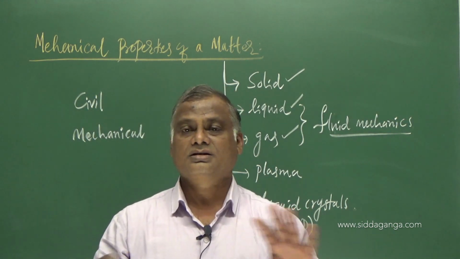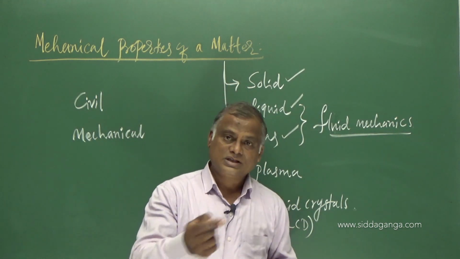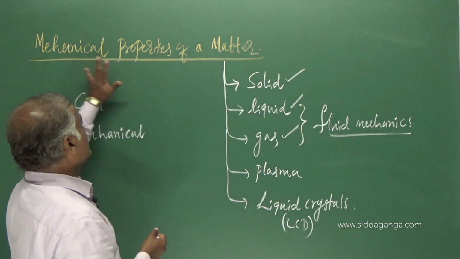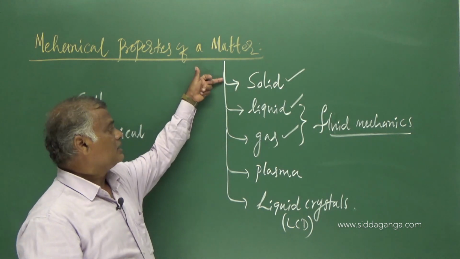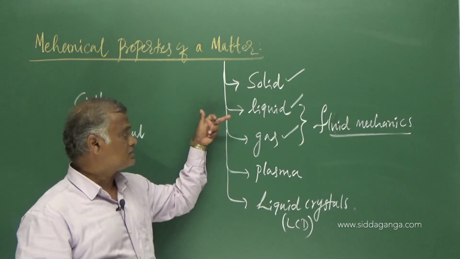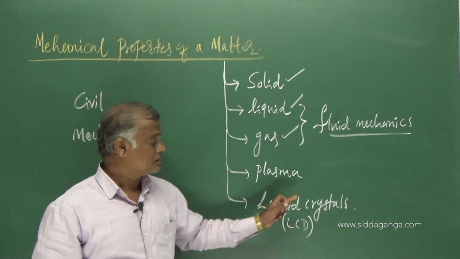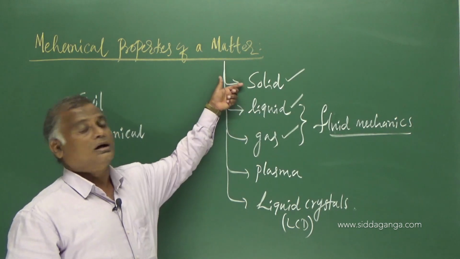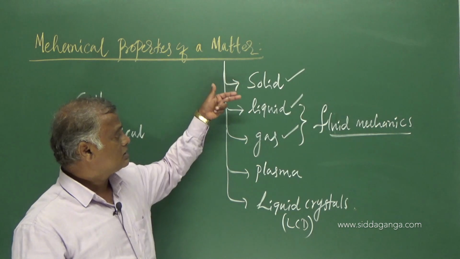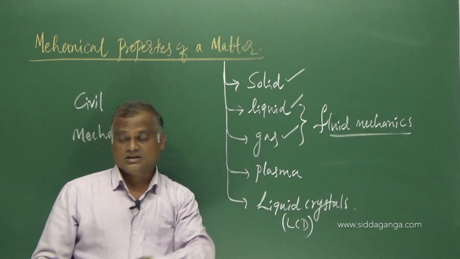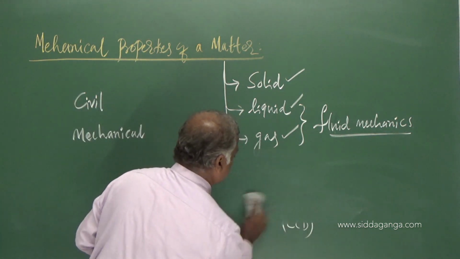So in that study, we have a topic in your first PUC called mechanical properties of matter. Matter exists in 5 states: solid state, liquid state, gaseous state, plasma state and liquid crystal state. And we have some ideas in the first PUC. We have to concentrate on solids, liquids and gaseous media.